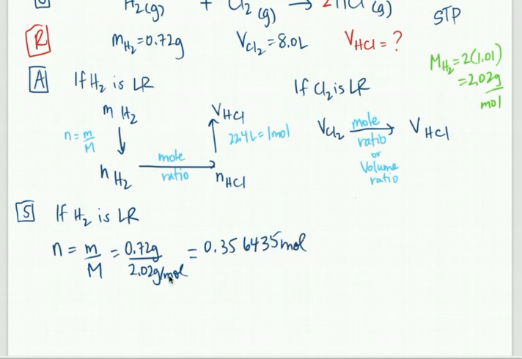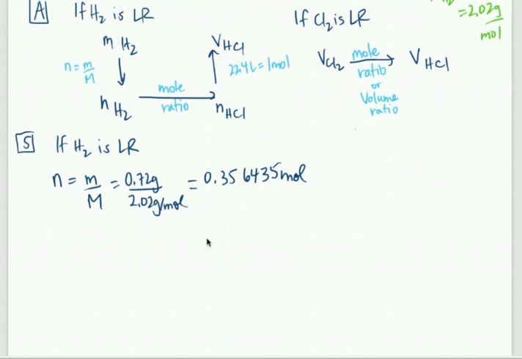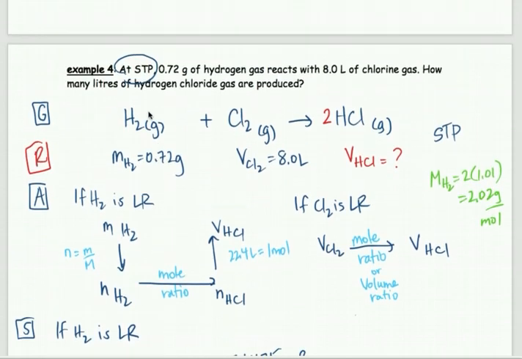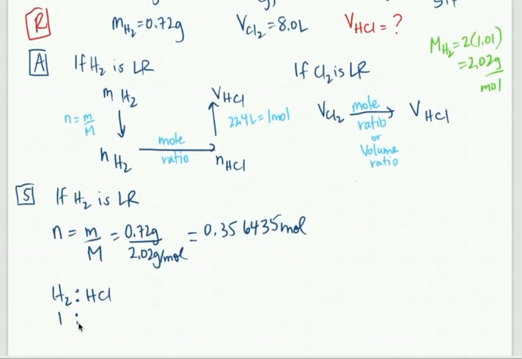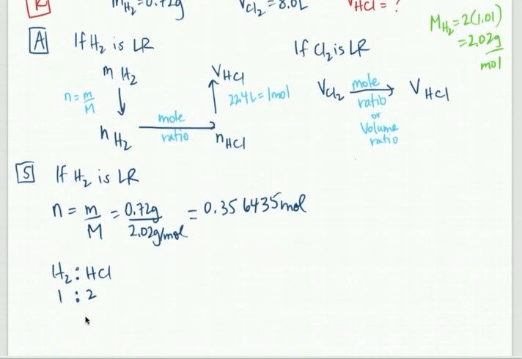Okay, keep that number in your calculator. So that's the amount of hydrogen. So we're going to use the mole ratio now. Hydrogen to hydrogen chloride, the ratio is 1 to 2. So if our amount of hydrogen is that, what's going to happen as we go this way? We double it. So we're going to multiply by 2.